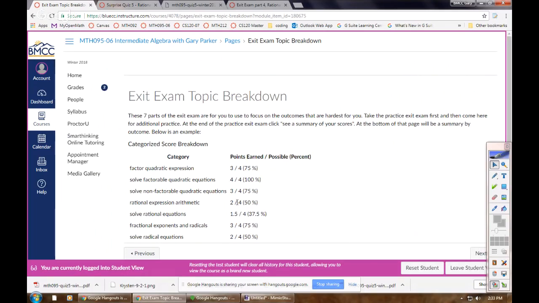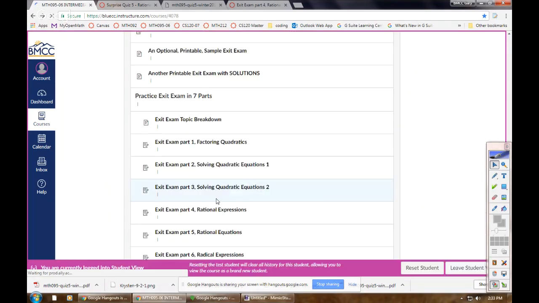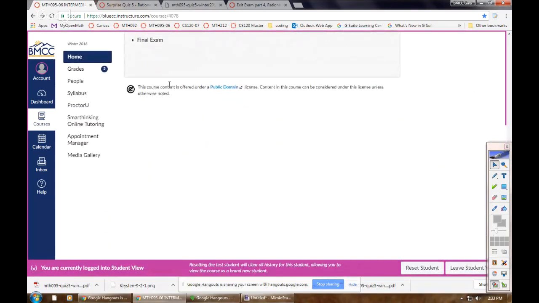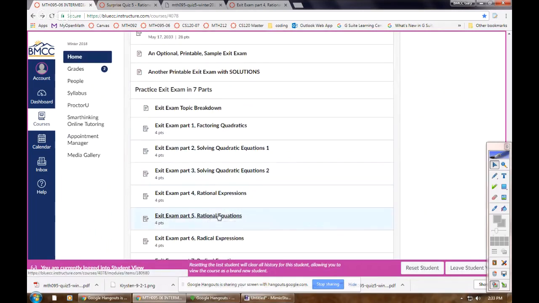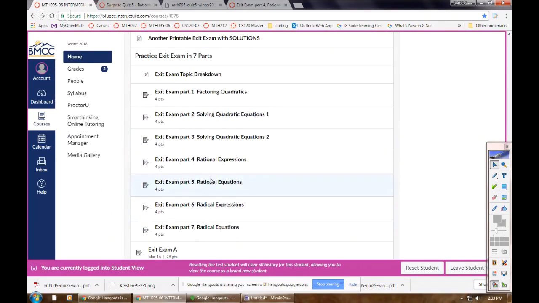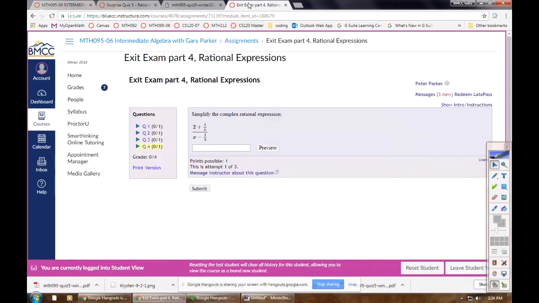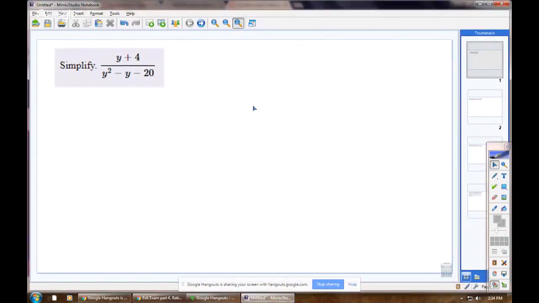Based on this, you can say, well, this apparently is my weakest area, and you can go back to that section on the exit exam and review it. So rational equations maybe was your toughest part. This will bring up 4 questions at a time based on that topic, like you'll see on the exit exam. These are just like the problems you're going to do in the quiz. Let's take a look.